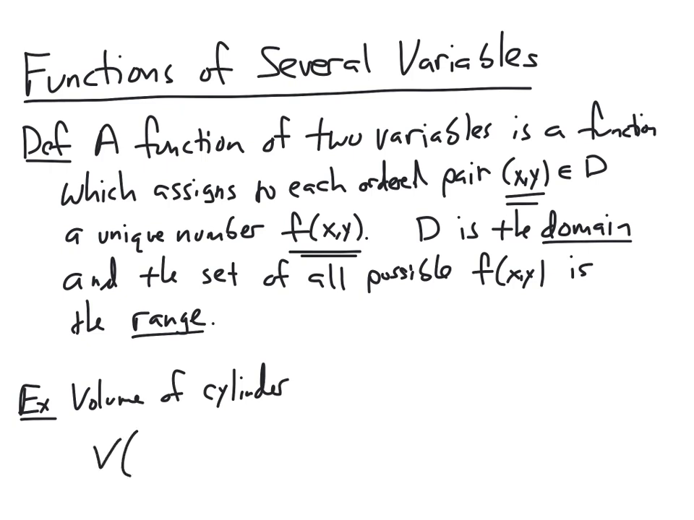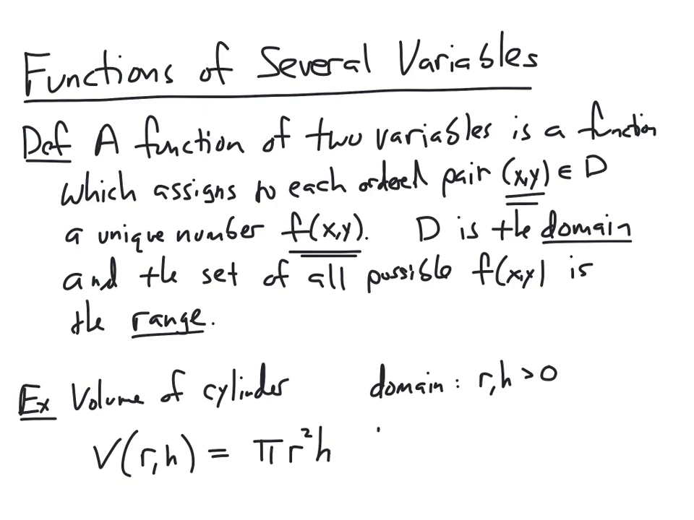So in this case, we could write volume V as a function of two variables, r and h, standing for the radius and the height of the cylinder. And the volume of the cylinder is pi r squared h. So in this case, our domain would be the set of r and h being greater than 0, because these are the radius and the height of a cylinder in this context. That only makes sense when it is positive.